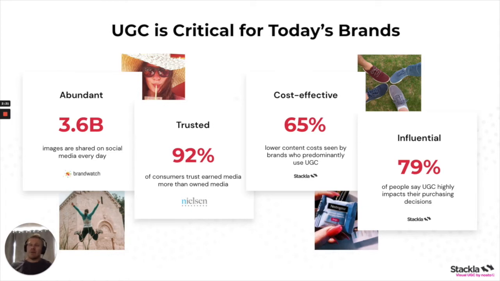The first element to UGC that can never be understated is its abundance. There is so much being created. Customers are creating content each and every day about brands and their products, whether solicited or not. And the vast majority of this content now is image-based, short-form video-based, and really high quality. This content is also really trusted, and it's a great metric here. 92% of consumers say they trust earned media more than they trust owned media. In other words, they trust content that people create about your brand or product or services more than the content you create about your brand or product or services.